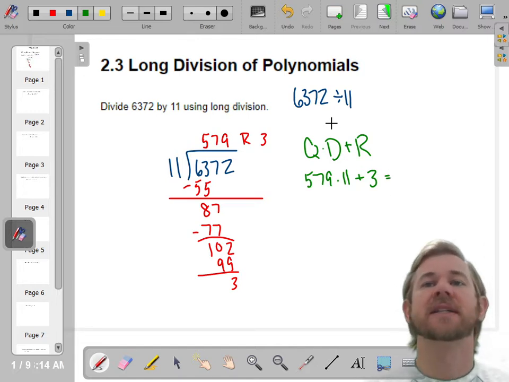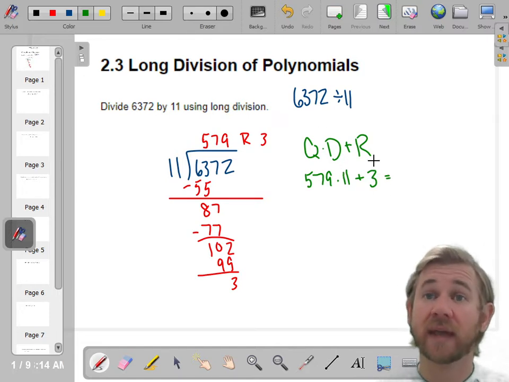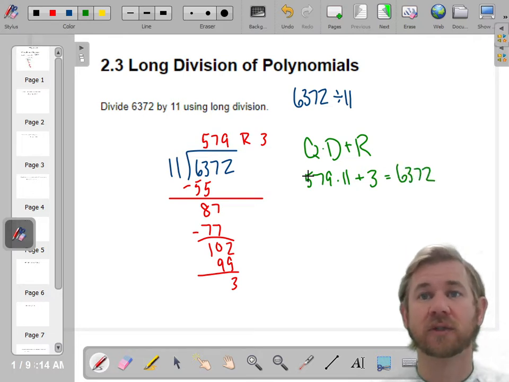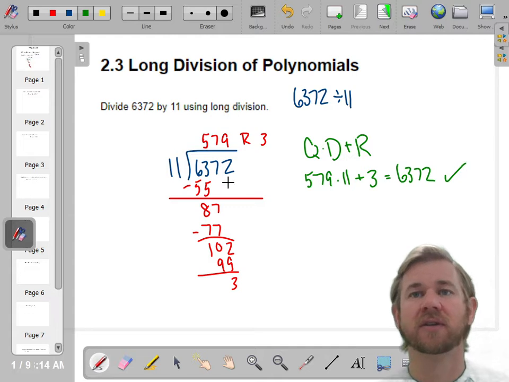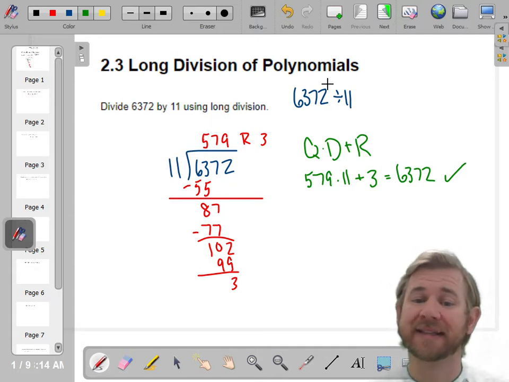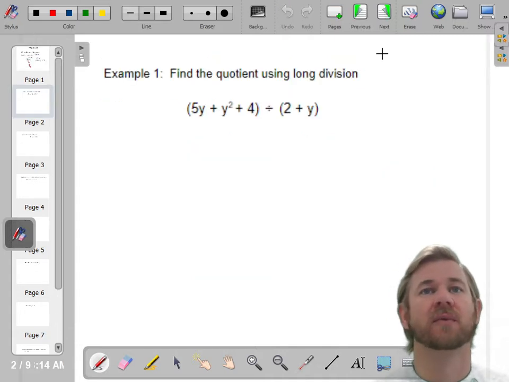If you do the quotient times the divisor plus the remainder, you will get the dividend, 6,372. And that's how you check your answer. If you type this in, you'll get 6,372. So I know I get it right. What we're going to do now is basically the same thing, but with variables. So we're doing it with polynomials.